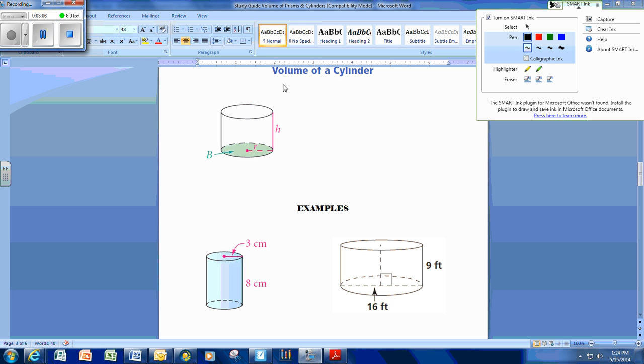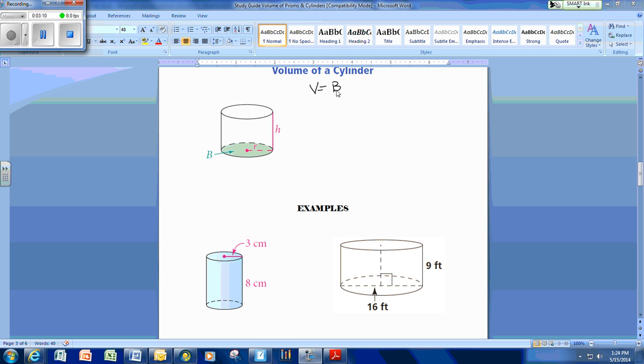Next, we're going to take a look at the volume of a cylinder. Technically, it is the same formula. However, the bases of a cylinder are always circles. So this is a fixed part of our formula here. Area of a circle is pi r squared times the height of the cylinder. This is our volume formula for a cylinder. Let's try a couple of examples.